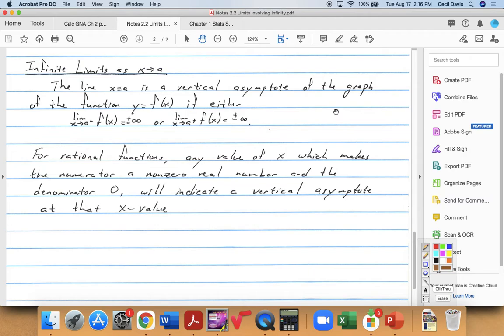This happens a lot in rational functions, right? You did a lot of rational functions that had vertical asymptotes, and it was where the denominator was 0, but the numerator wasn't equal to 0 at the same time. Because if they were both equal to 0 at the same time, what usually happened? Do you remember? It's been a while.